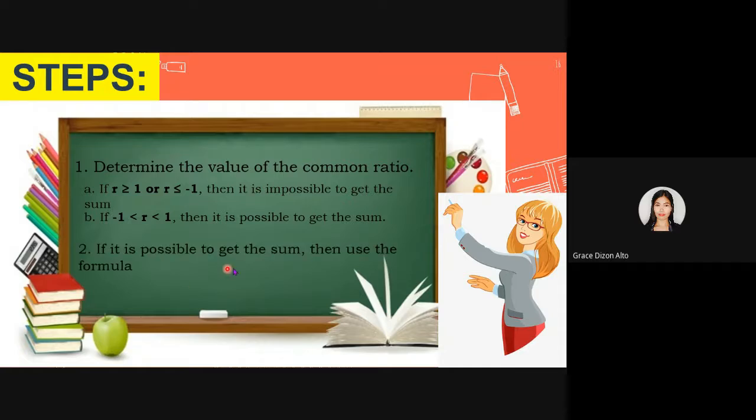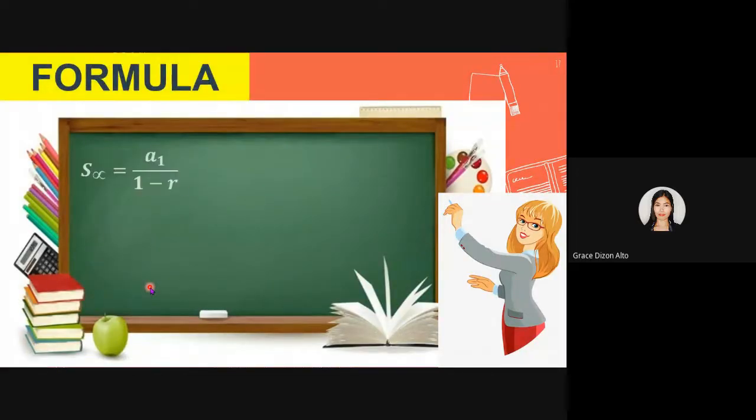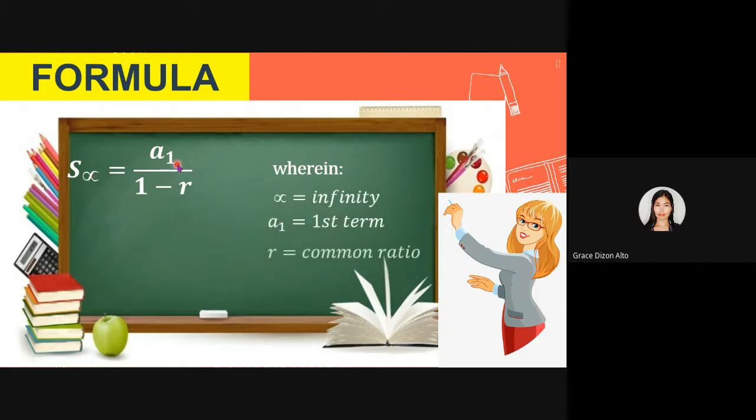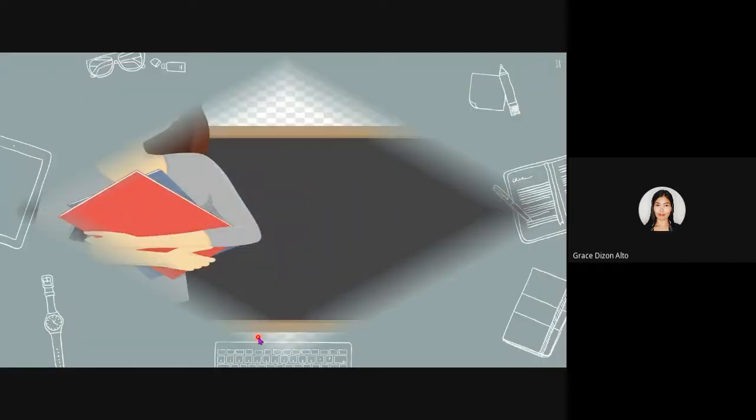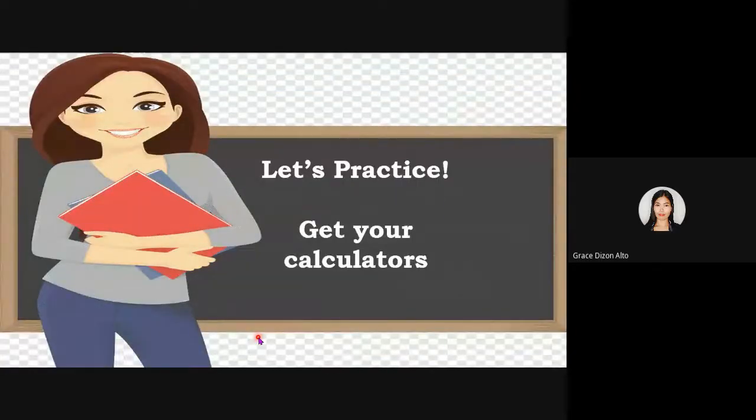So if it is possible to get the sum, then you will use the formula. Okay, the formula is S of infinity is equal to A sub 1 all over 1 minus r. If you have noticed, the formula for the sum of the finite sequence also has 1 minus r in the denominator. But for now, this symbol means infinity. The first term is still a sub 1. r is still the common ratio. S sub infinity is the sum of the geometric sequence to infinity. Alright, so let's practice using your calculators.